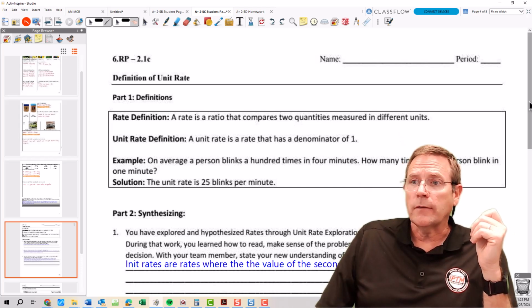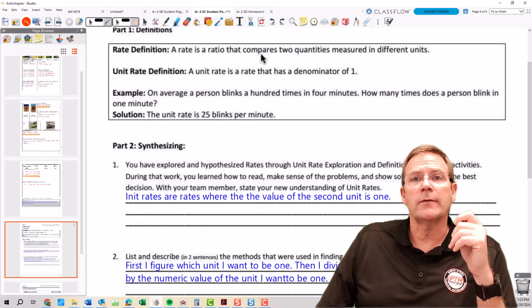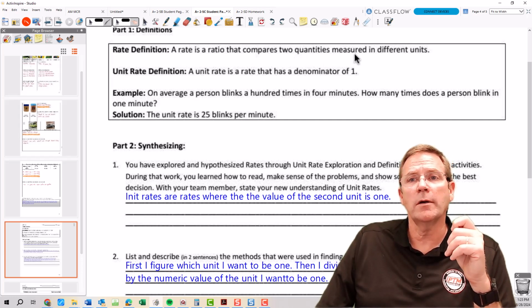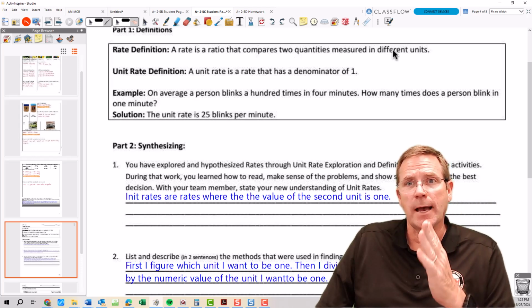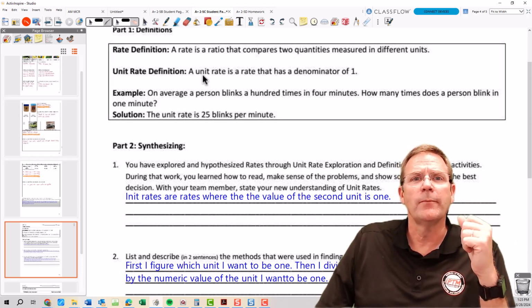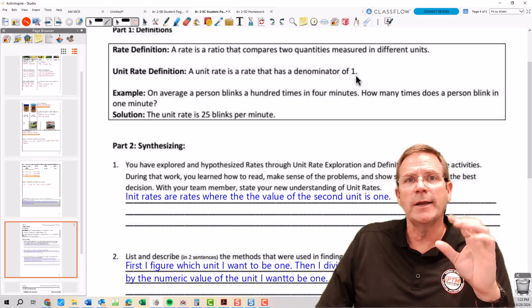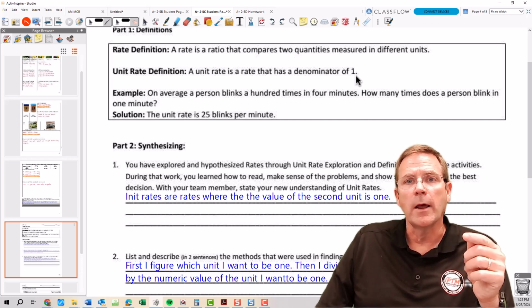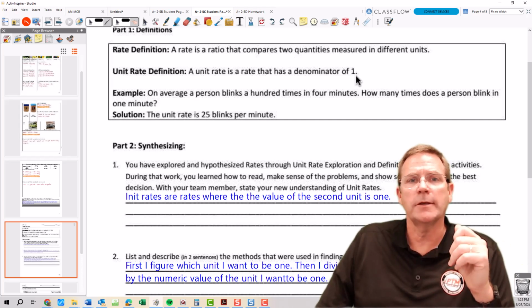And here we're going to start looking at some definitions. Remember, a rate is a ratio that compares 2 quantities measured in different units. Miles or distance, hours or time, different units. A unit rate is a rate where the denominator is 1, where the second unit has a value of 1. 1 hour, 1 gallon, 1 ounce, things of that nature.